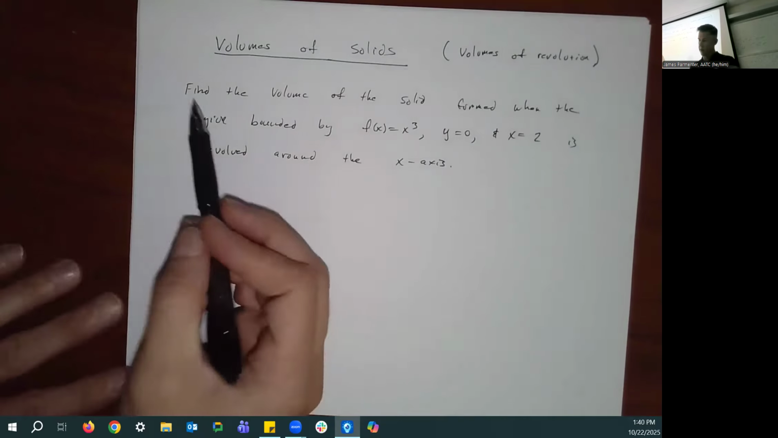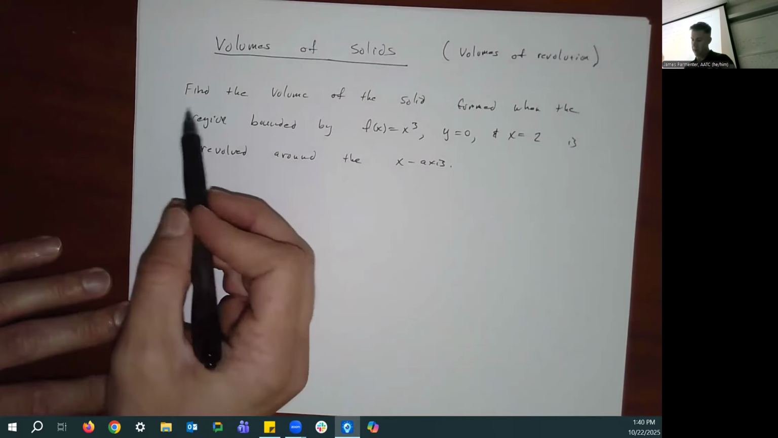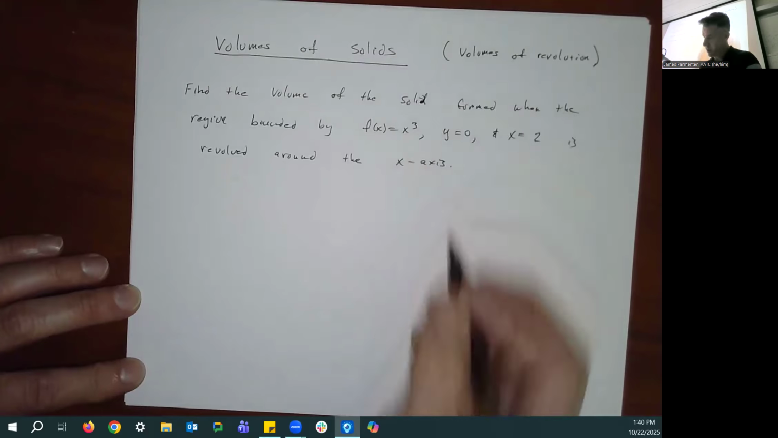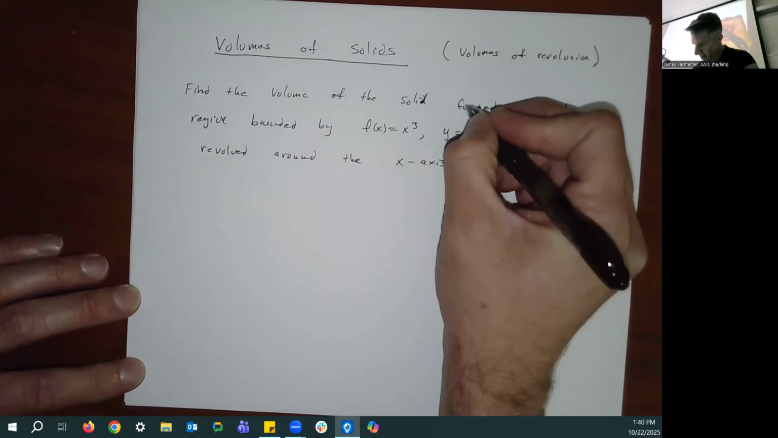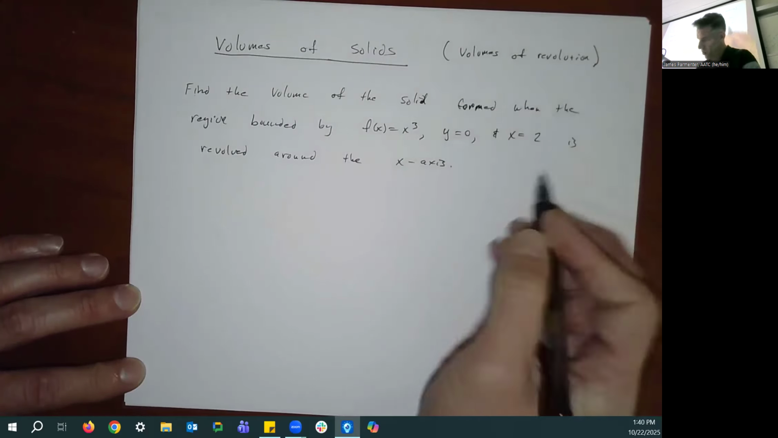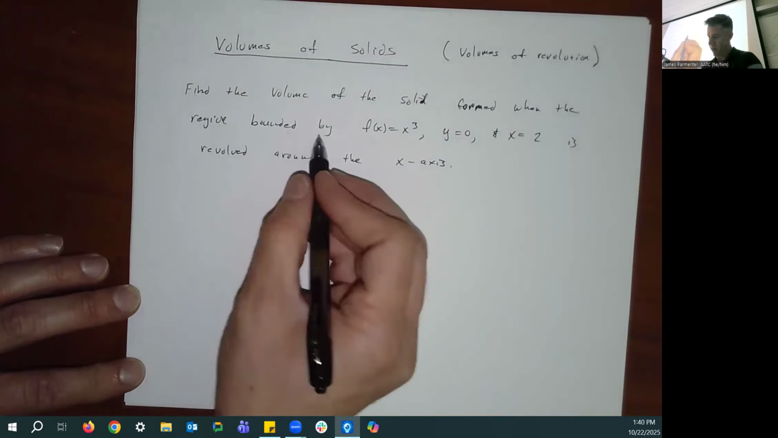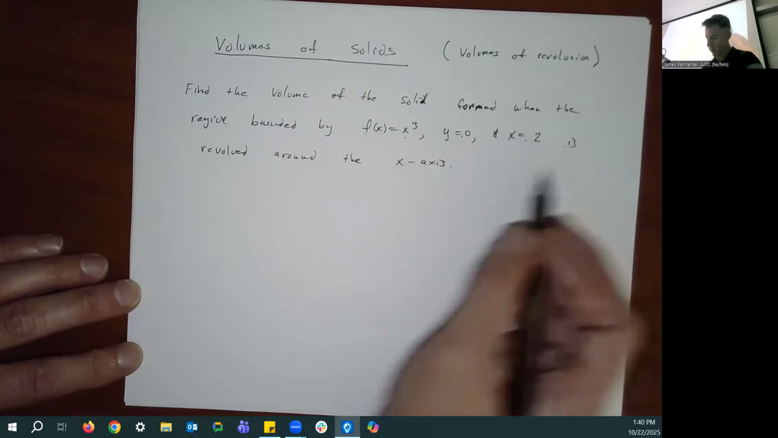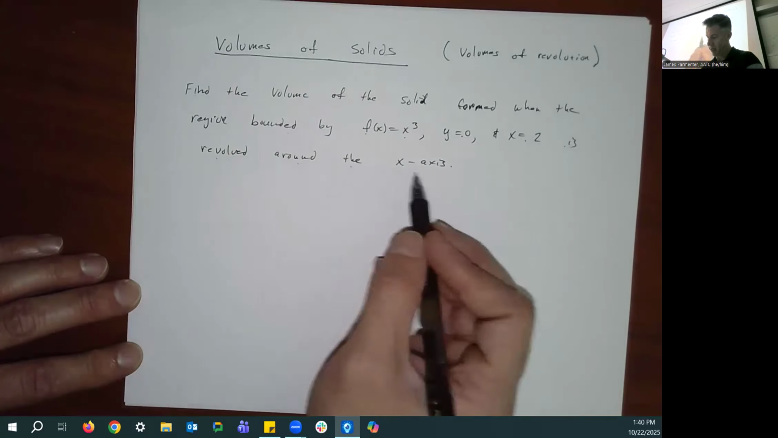So let me read this because I see some people not seeing all the words I'm writing. Find the volume of the solid, that's a D in case you were curious, formed, I was going a little too fast there, when the region bounded by f of x equal to x cubed, y equal to 0, and x equal to 2 is revolved around the x-axis.